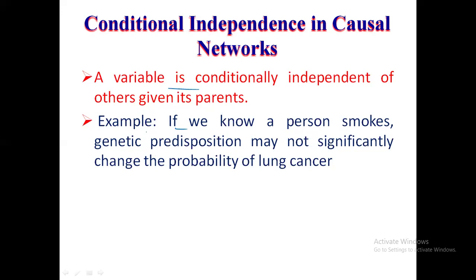complex systems. And if you take the example, if we know a person smokes, genetic disposition may not significantly change the probability of lung cancer. If smoking is a strong predictor of lung cancer, additional knowledge about a person's genetic risk may not significantly alter the probability. This simplifies the reasoning process.